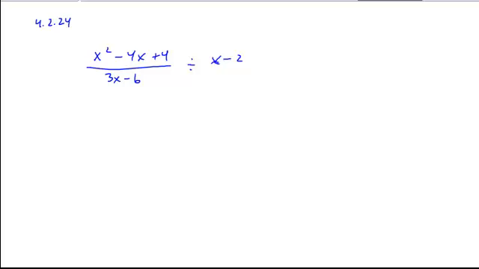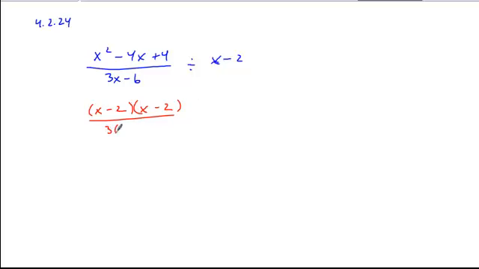Here, when we work to divide, we need to factor each of the fractions and then invert and multiply. So in the numerator, we can factor by trial and error. First term's x's, the two factors of positive 4 whose sum is negative 4 is negative 2 and negative 2. And again, we have a binomial square pattern there.